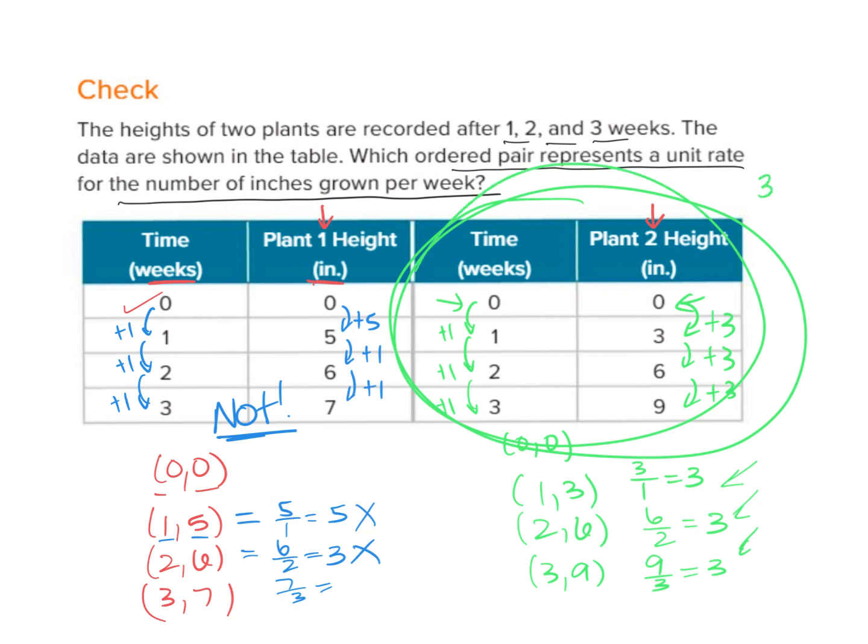And I would say, hey, it grows 3 inches per week, because that was the unit rate I found. And then my constant of proportionality is 3. All right, so now you're going to practice this a little bit in your next activity.